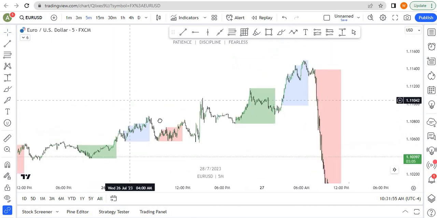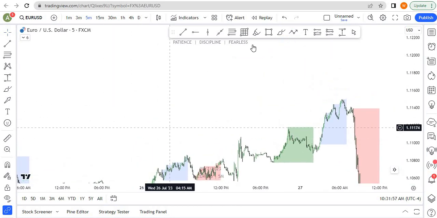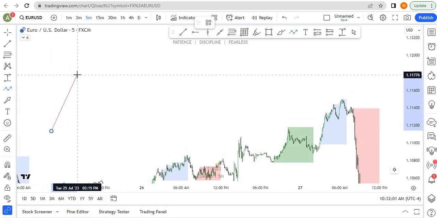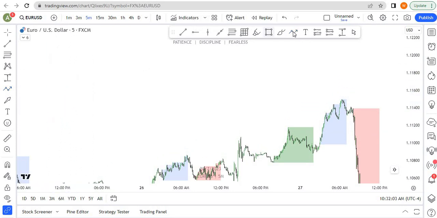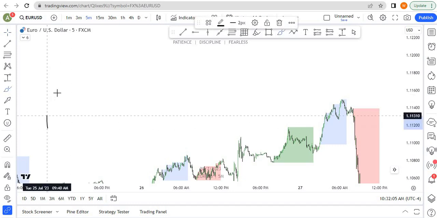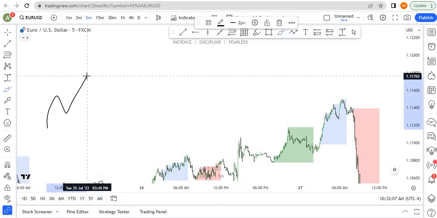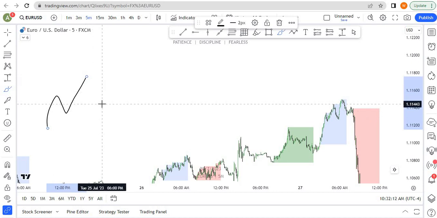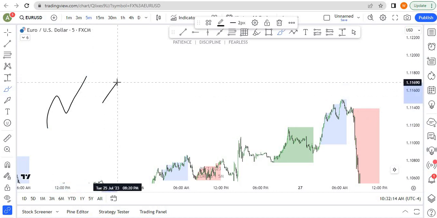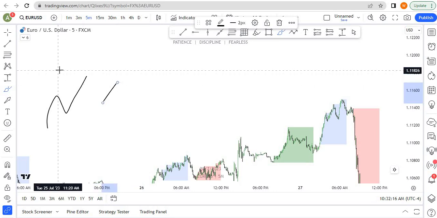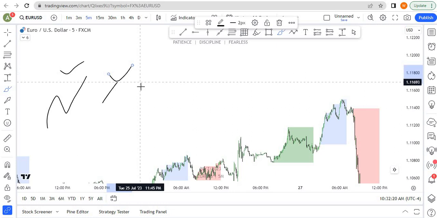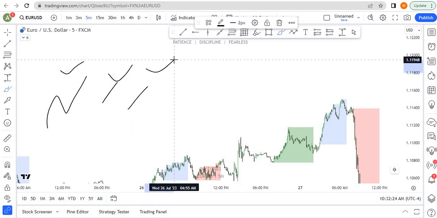Okay, let me tell you something very important. If your daily is bullish, then you go to the 4-hour time frame and see if your 4-hour time frame is also bullish. If the daily is bullish and the 4-hour is bullish, then in the 15 minutes you come and see, is it bullish? Yes. Okay, done.